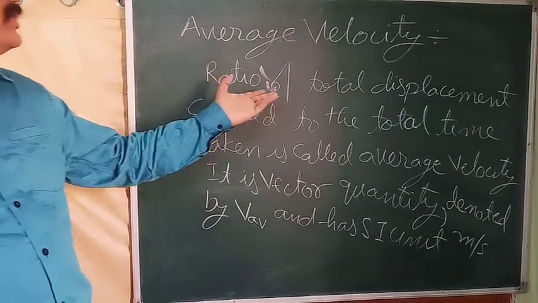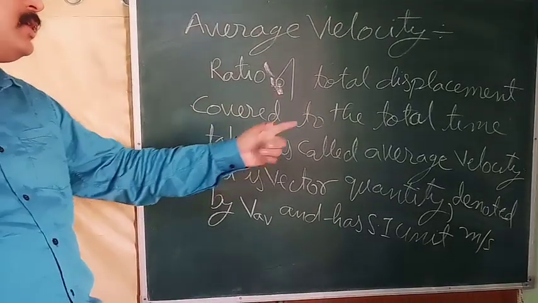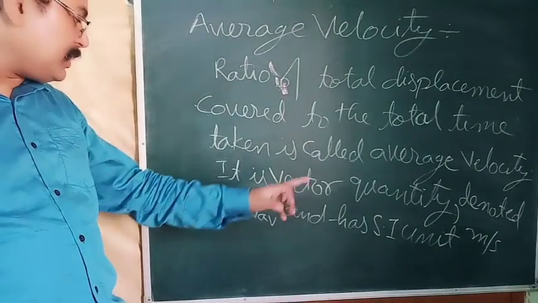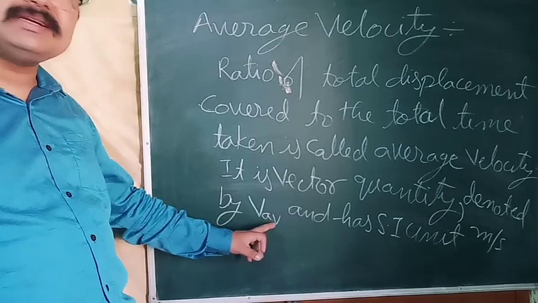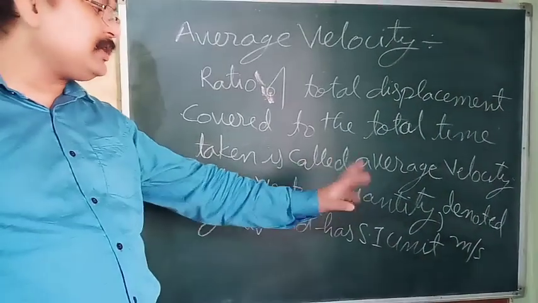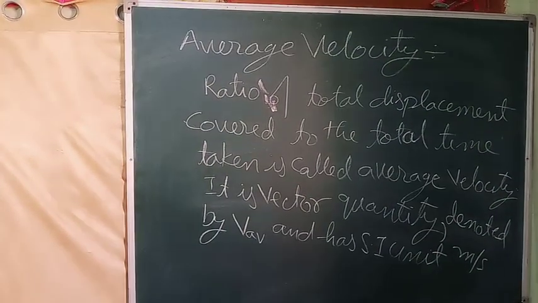The ratio of total displacement covered to the total time taken is called average velocity. It is a vector quantity denoted by V_av. AV means the initial of average, and it has SI unit meter per second. Okay, so in this way we represent average velocity.